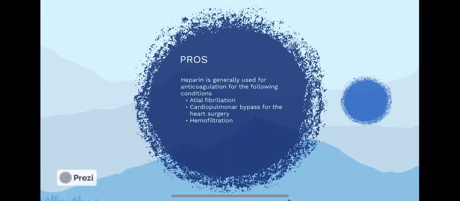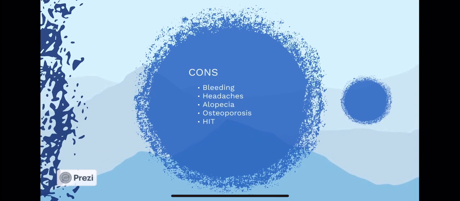Pros and cons. Pros. Heparin is generally used for anticoagulation for the following conditions: atrial fibrillation, cardiopulmonary bypass for heart surgery, and hemofiltration. Cons: bleeding, hemorrhage, alopecia, osteoporosis, and HIT.